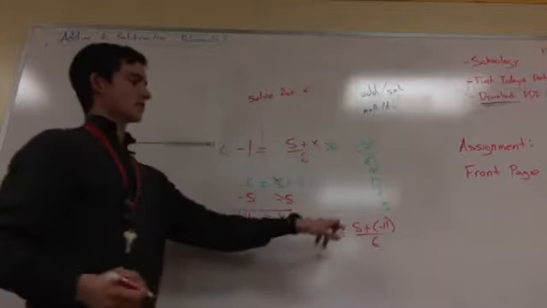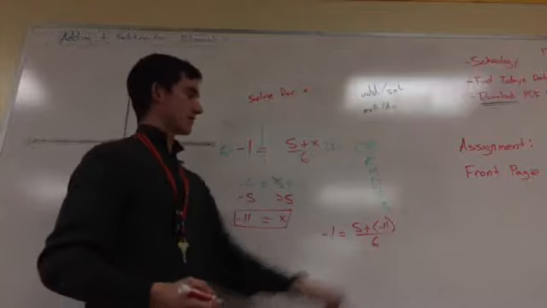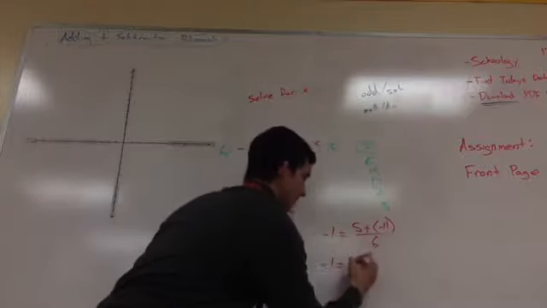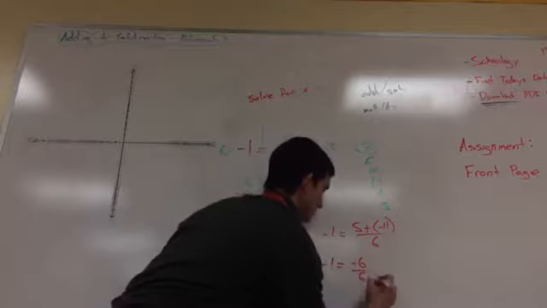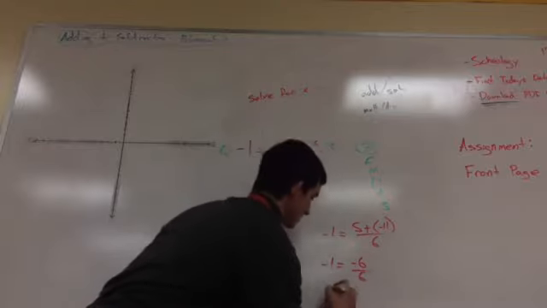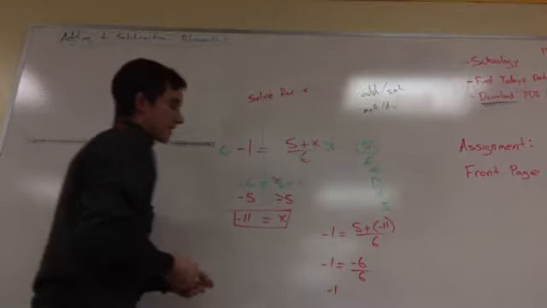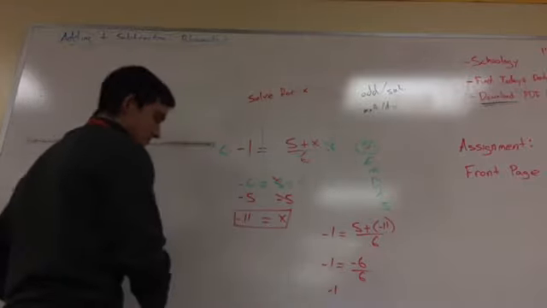Okay, negative 1 equals 5 plus negative 11 divided by 6. So negative 1 equals 5 plus negative 11 is negative 6 divided by 6. Negative 6 divided by 6 is negative 1. So negative 1, I don't know if you guys can actually see that on the screen, but negative 1 equals negative 1. So that would work out.